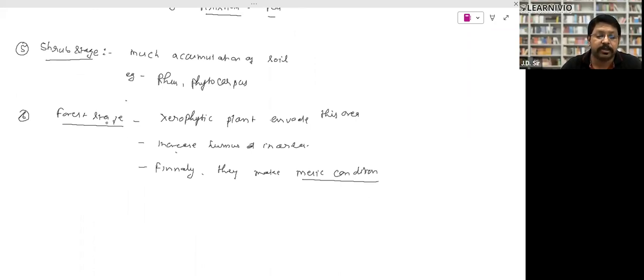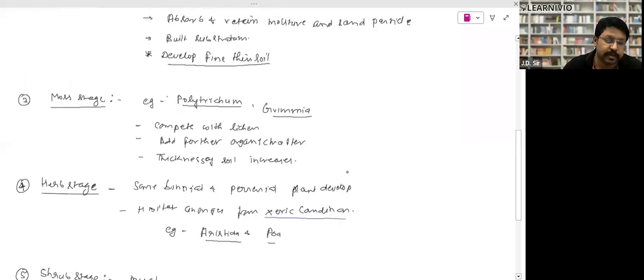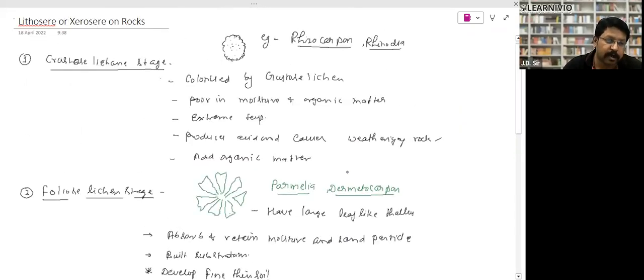In the forest stage, the xerophytic plants will evolve in this area and increase the humus in this area. Finally, they will make the mesic condition. Now the development of the mesic condition will take place, meaning a mesic condition which will be normal, not a desertic-like condition. So this is the sequence of the development of plants, or succession, in the rock, that is called lithosere or xerosere. Is it clear?